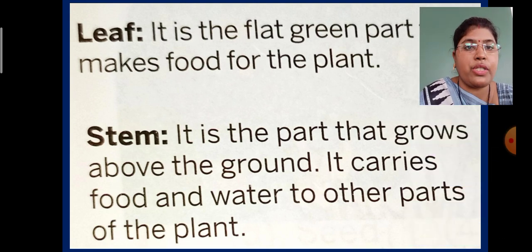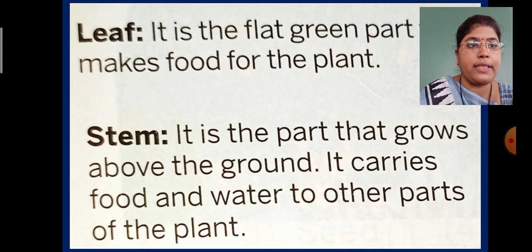Now stem, what about stem? So it is the part that grows above the ground, obviously, okay, and it carries food and water to other parts of a plant. Stem, obviously you have seen, okay, main stem. It carries food and water to the other parts of the plant. Food means the food. Who prepares the food of the plant? Yes, obviously, leaves prepare the food. So stem takes the food which is prepared in the leaves, and it supplies or provides it to all the parts of the plant, okay.